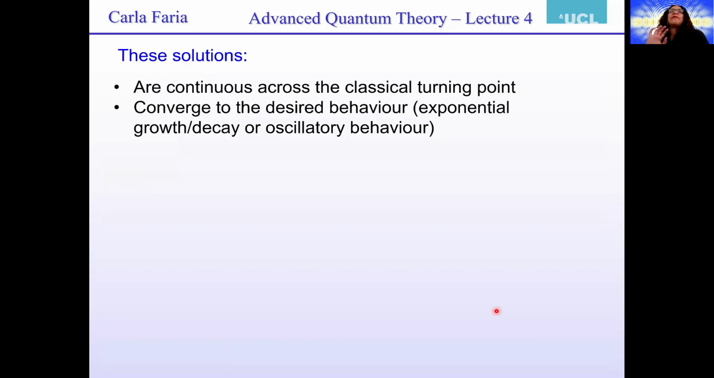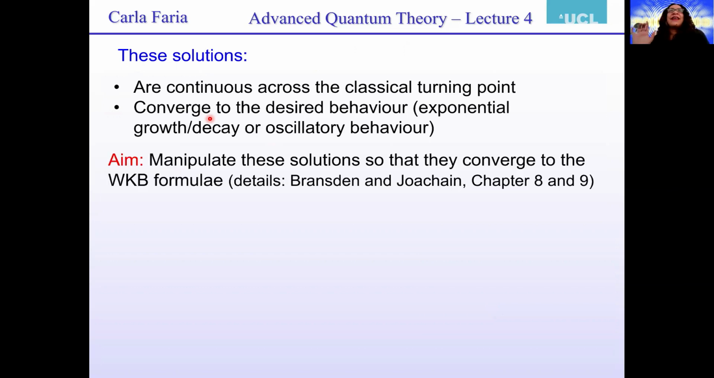So these solutions, they are continuous across the turning point. They converge to the desired behavior, exponential growth or decay, and oscillatory behaviors in the classically allowed regions. And what we want to do is we want to manipulate the solutions so that they can converge to the WKB formula when you are away from the turning points.